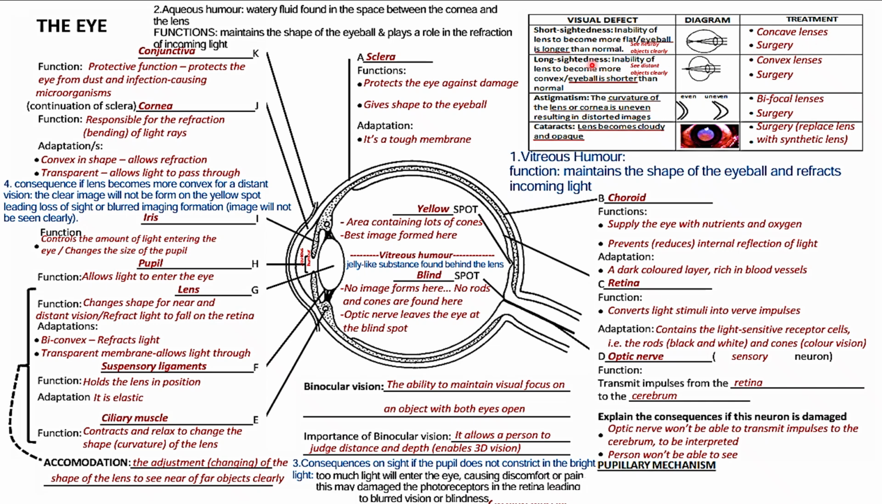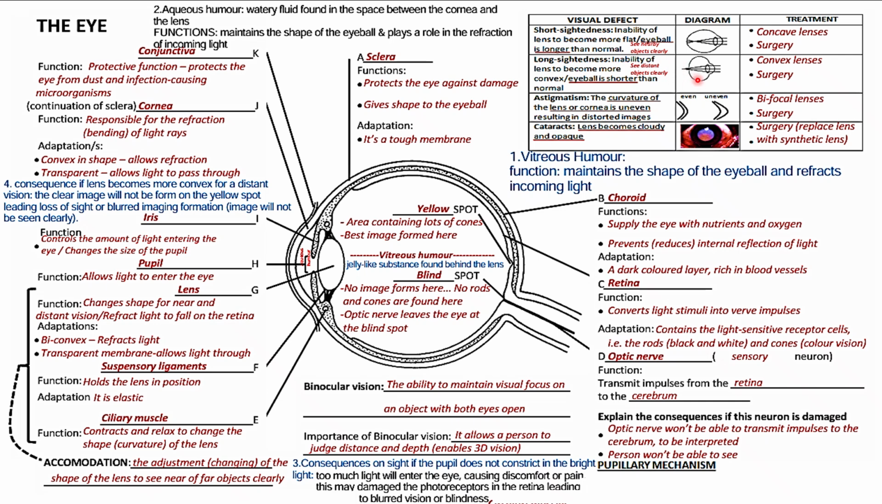Then we have long-sightedness, the inability of the lens to become more convex. The reason is that the eyeball is too short, or shorter than normal. In other words, the person can see things that are far away, over a long distance, but they can't see things that are within a short distance or nearby. So here, the object is coming from things that are nearby, and the image forms behind the retina.